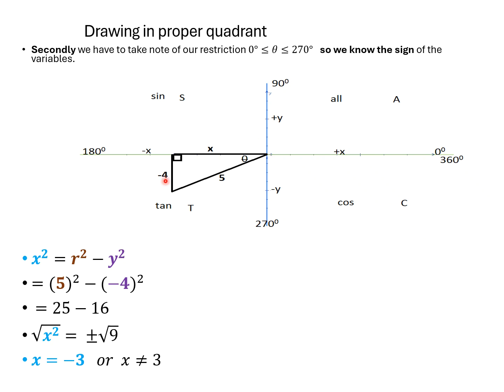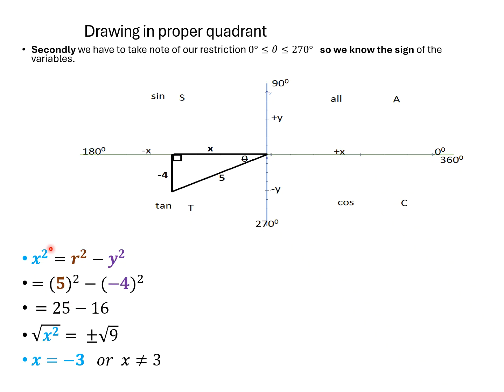So we had y as negative 4. We had r as 5. We now need to know in the third quadrant, x is negative. So using theorem of Pythagoras, x squared equal r squared minus y squared. Longer side minus shorter side squared. So 5 squared, 25, minus negative 4 squared, which is 16, which then gives me 9.